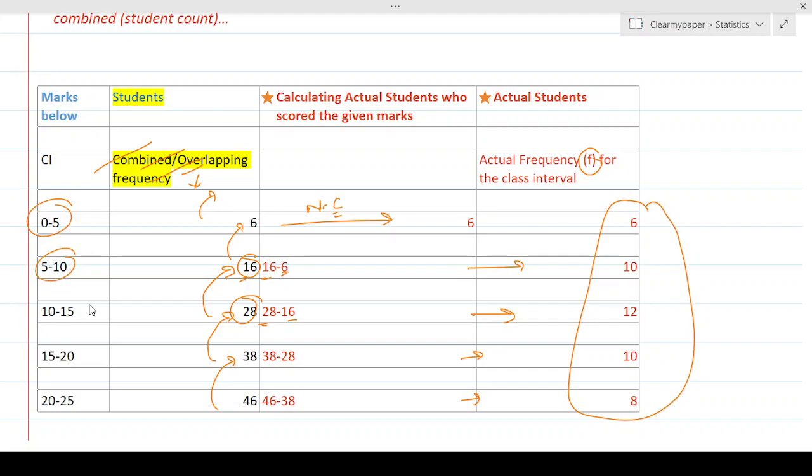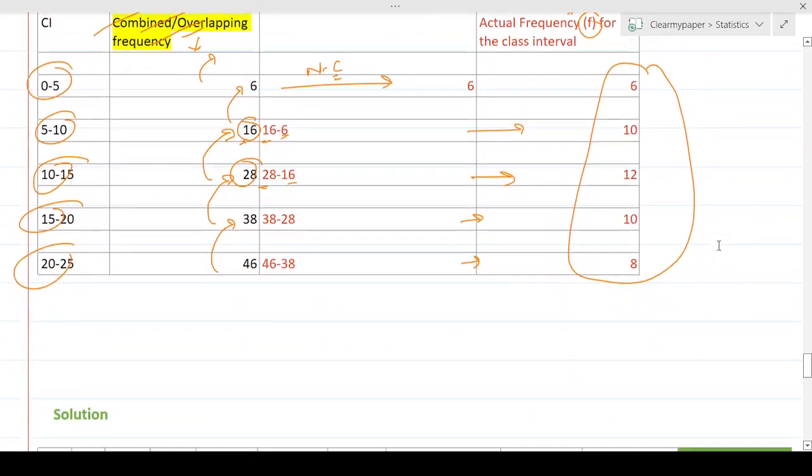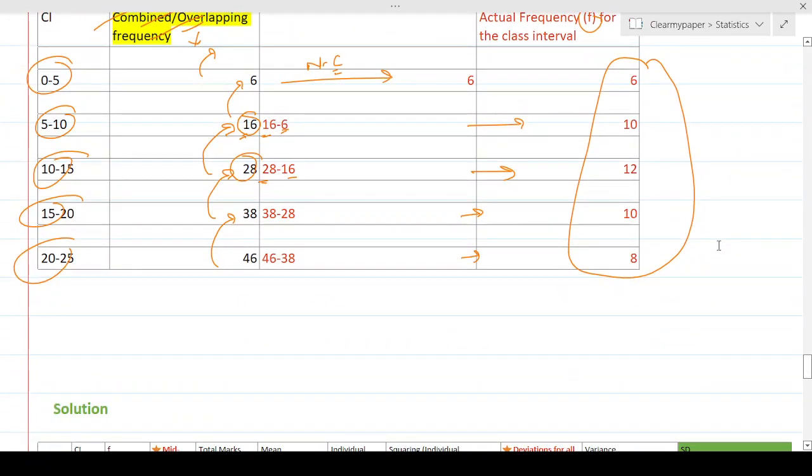So before even starting the problem, I made 2 major adjustments: getting the class intervals from the problem and getting the actual frequency based on the words "marks below". So this 1 word below has created all this circus over here. So just make sure that you do not forget that. And once you get that, the rest of the things is easy.